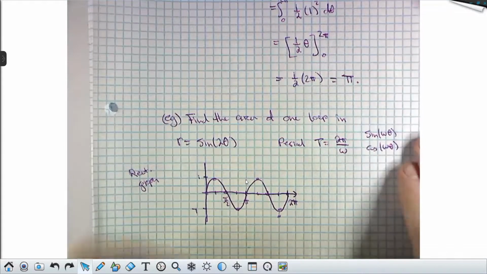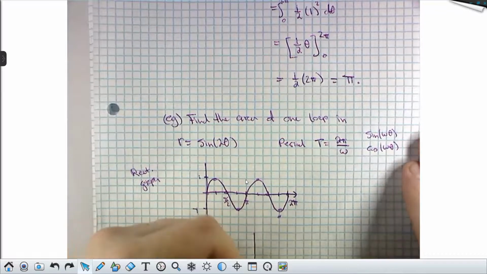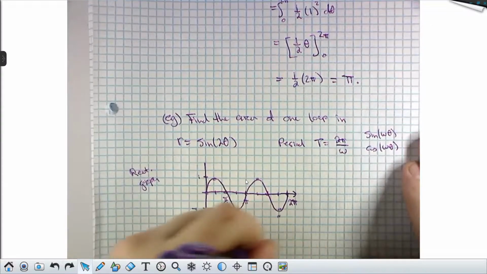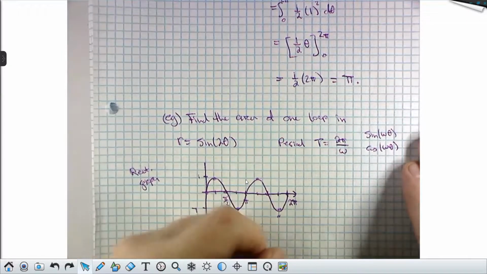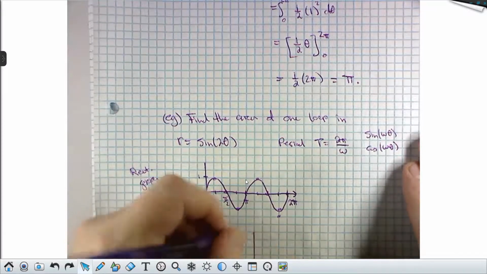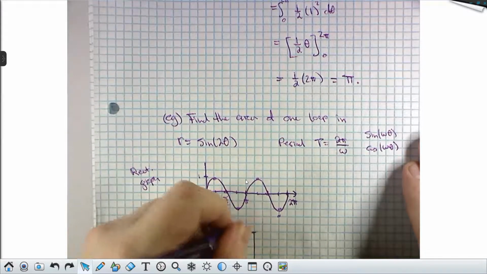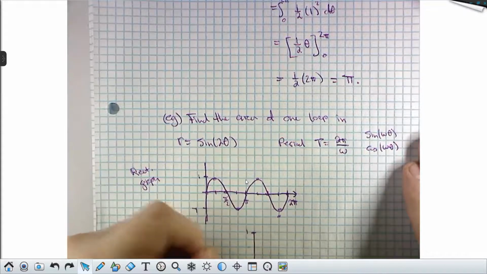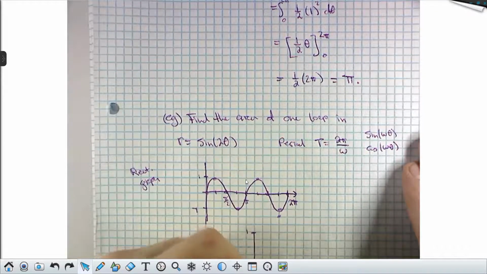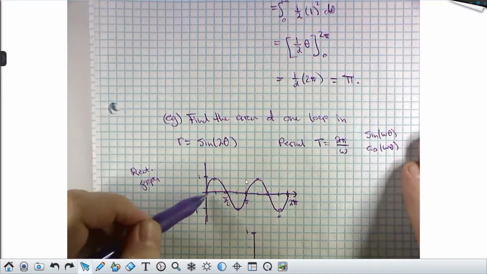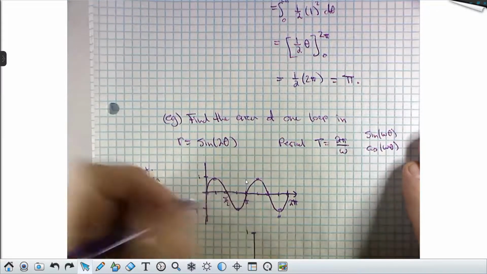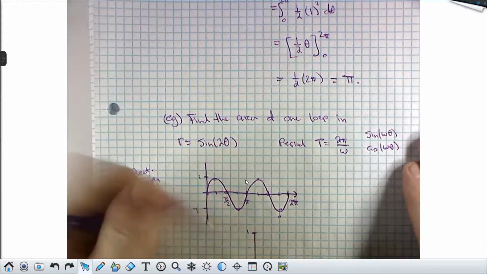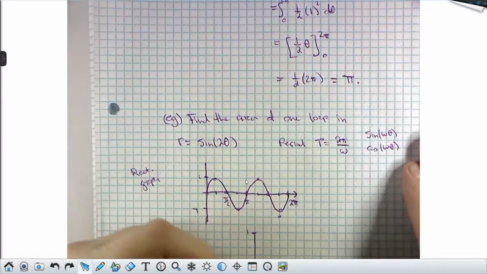I want to transform this into polar coordinates. Something funky happens. It's a lot of fun. From 0 to pi over 4, this thing pokes all the way out from r equals 0 here. And then by the time we swing up to pi over 4, we're out to 1.